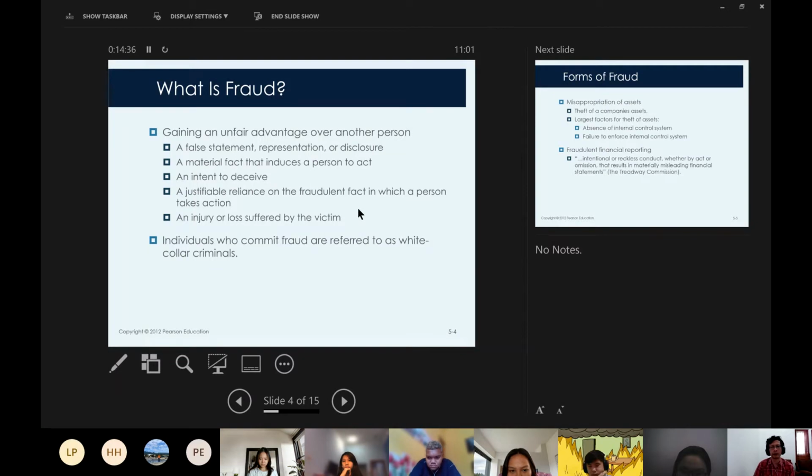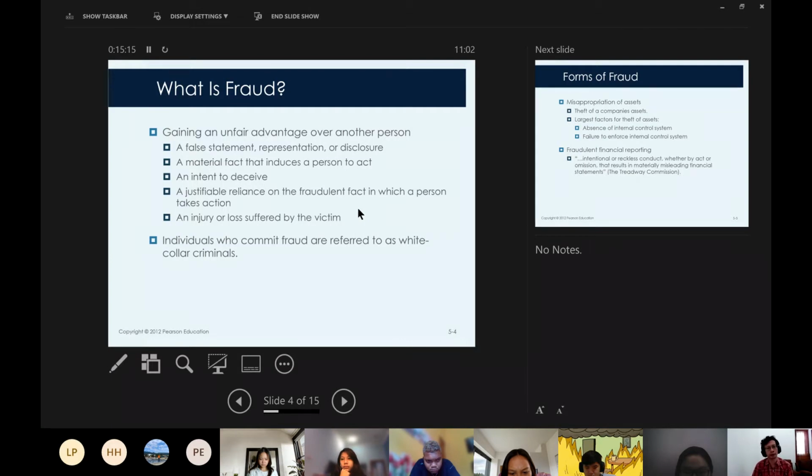Material means significant, something that induces a person to act. So somebody else had to tell you, please invest. The investor says, please invest in my company, it's profitable, and they invest in your company. So there is justifiable reliance on the fraudulent fact, in which a person takes action. It means that because you convince somebody else with your false statement, somebody else invests in your company, and because it's a false statement, it's fraudulent. That person, that victim, suffers injury or loss. They lost the money.